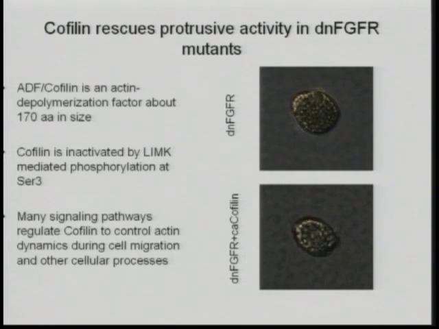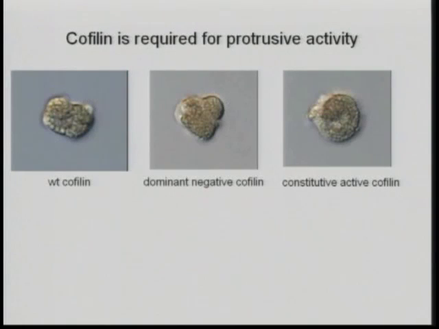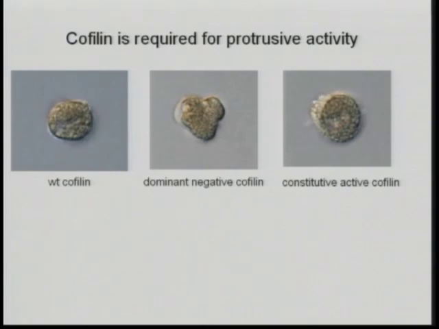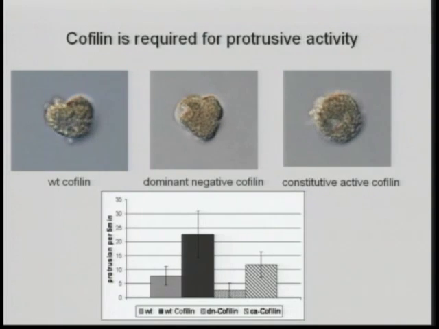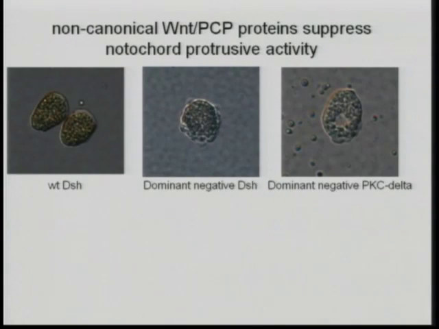But what about the non-canonical Wnt pathway? Before going to that, I'll show you how wild-type Coval affects notochord cell behavior, as expected. If you put wild-type Coval in the cell, you get many more protrusions than wild-type. Conversely, a dominant-active form of Coval will suppress this protrusive activity, and the constitutively active Coval is basically like what wild-type Coval does. This is statistics showing the expected behavior of the protrusive activity corresponding to the Coval activity.